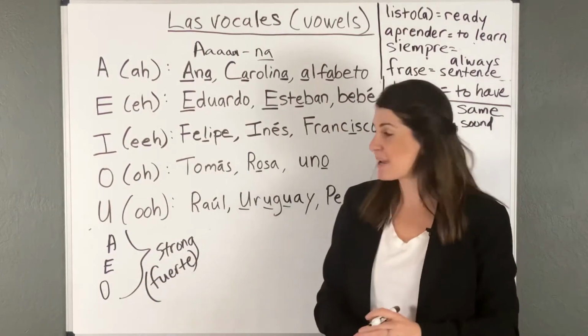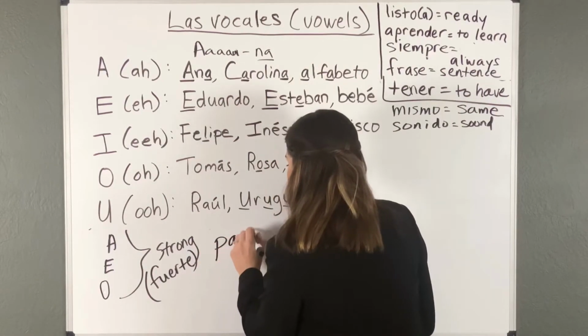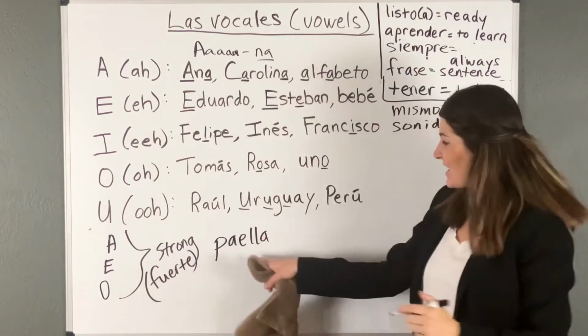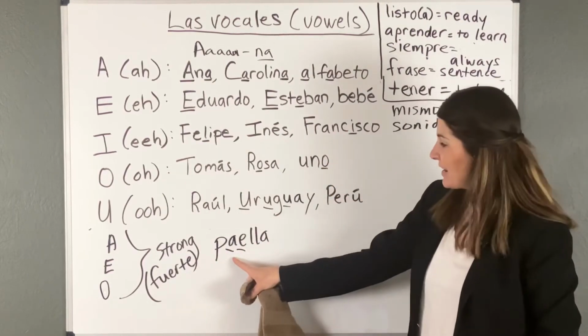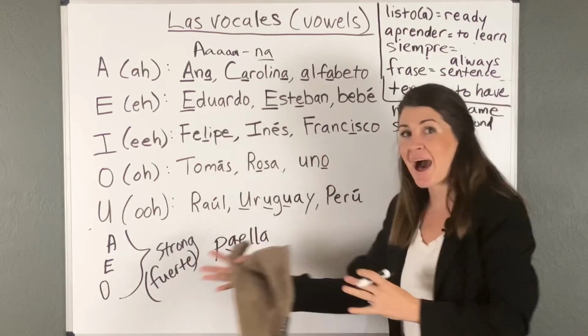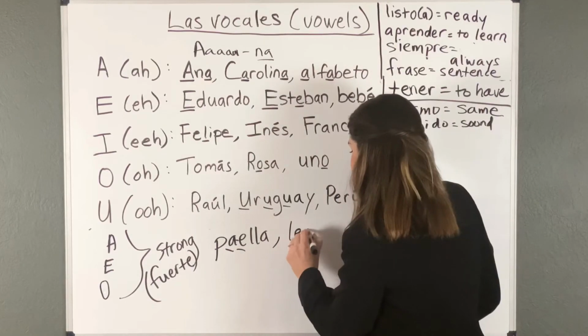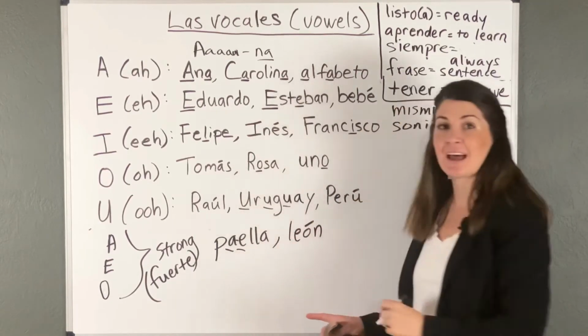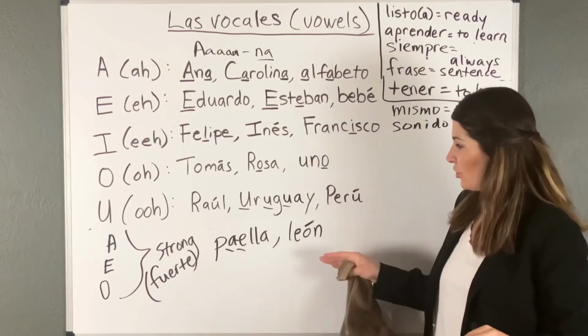I'll give you an example. Paella. Paella, we have two strong vowels side by side, and so they each get their own syllable. Paella. León. For lion, león. Two syllables, león.